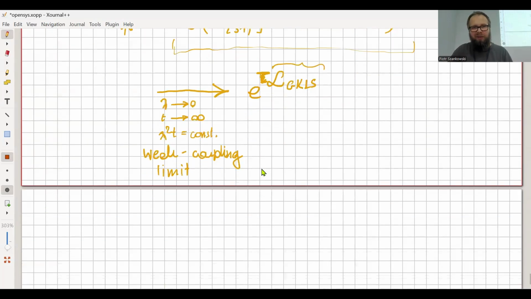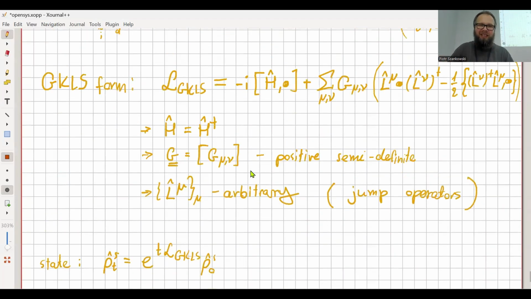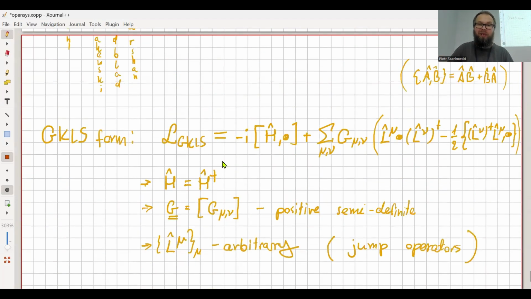So in other words, we will apply the perturbation theory we developed in lecture number 10. We will apply it and just check if what we are getting fits in GKLS form or not.